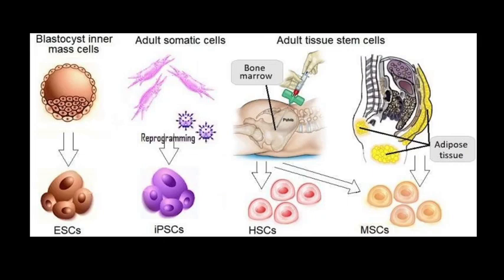In this slide, we will see about the different sources of stem cell. There are many sources such as embryo and adult sources, including bone marrow, peripheral blood, umbilical cord. These will serve as different sources for isolation of stem cell. According to the source, the stem cell name has been given like embryonic stem cell, induced pluripotent stem cell, hematopoietic stem cell and mesenchymal stem cell.